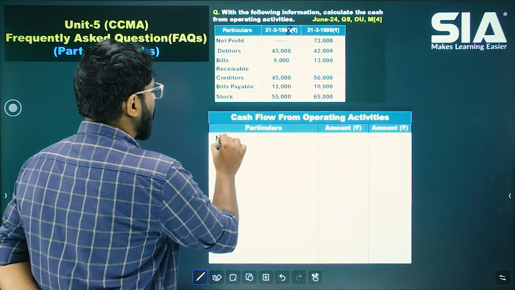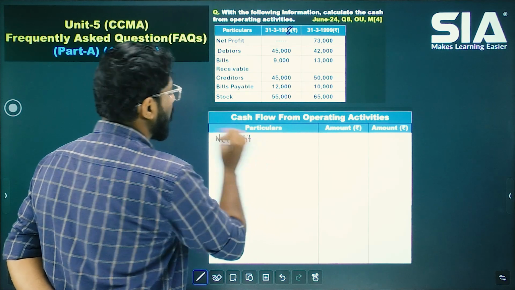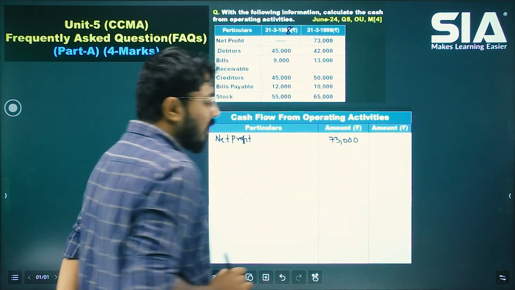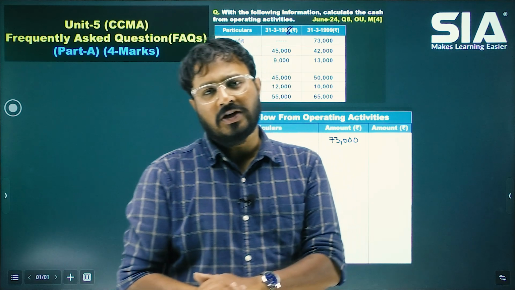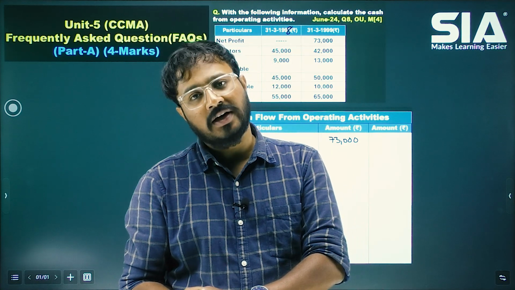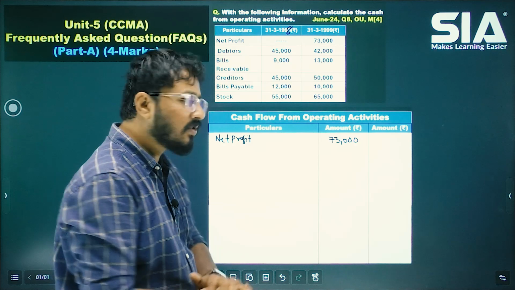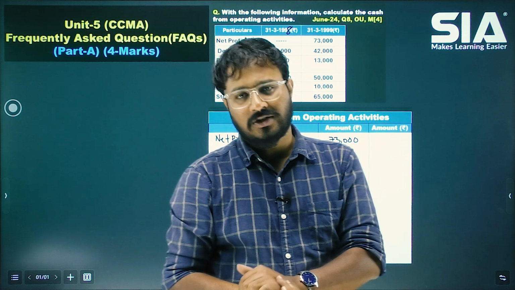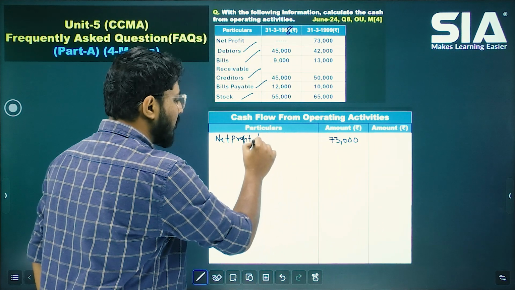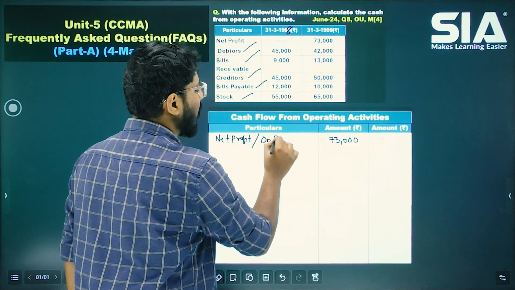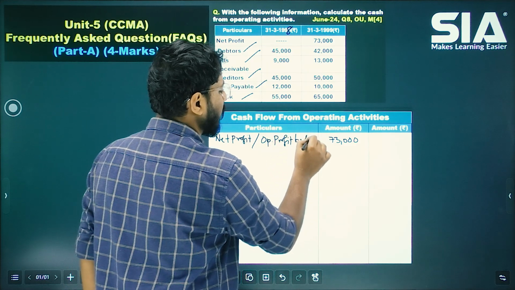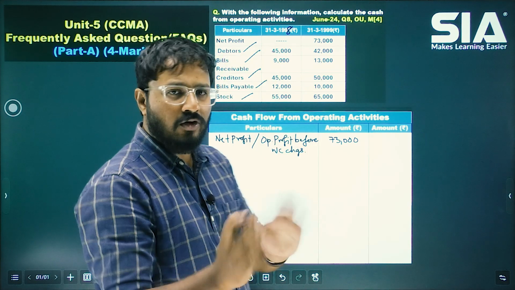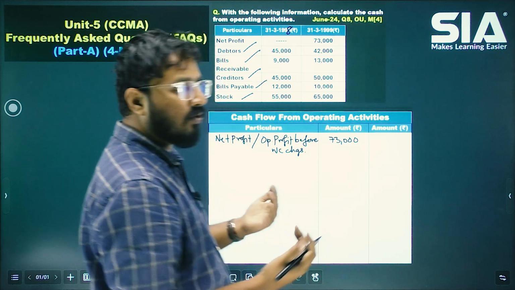So here we have the net profit of 73,000. Usually we add back the non-cash expenses and losses, and subtract the non-cash incomes and gains, but there is no such information given. Debtors, bills receivable, creditors, bills payable, and stock are all working capital items. So we can say that this net profit is operating profit before working capital changes. There are no non-cash items given in the question.